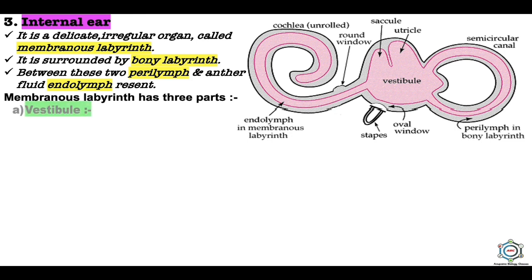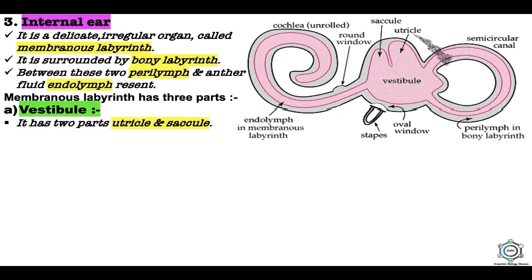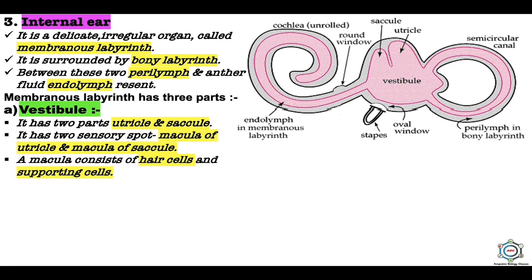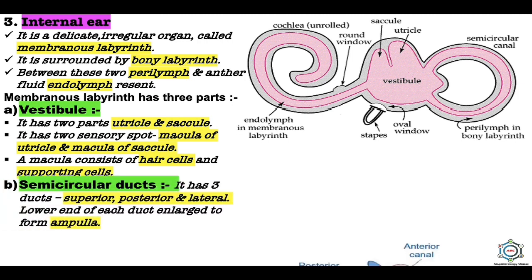Membranous labyrinth has three parts. First one is vestibule. It has two parts, that is utricle and saccule. In the picture you can see this is the utricle and the saccule. It has two sensory spots, that is macula of utricle and macula of saccule, and a macula consists of hair cells and supporting cells.